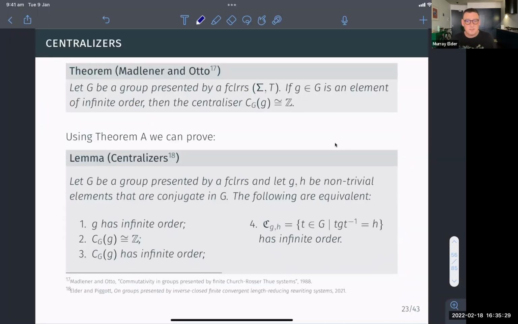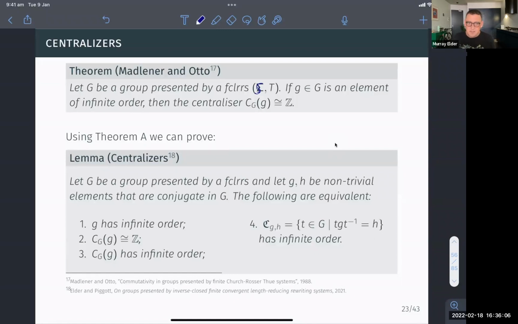So that was our first observation, that we can characterize triangles like that. And so what can we do with this? So here's a few statements. So Madeline and Otto, back when they were making the conjectures, have this statement about centralizers, that if you've got an element of infinite order in a group presented by a finite convergent length reducing rewriting system, I think I'm back to sigma. Normally I call this S. I'll tell you why at the end. Then the centralizer of an infinite order element is actually isomorphic to Z.